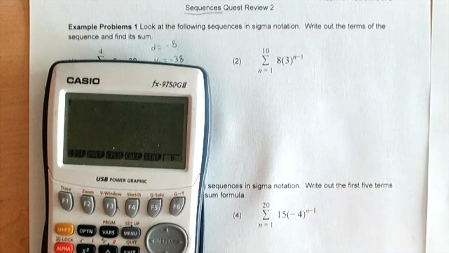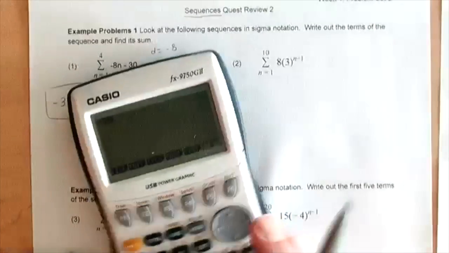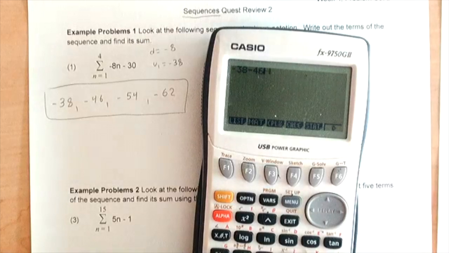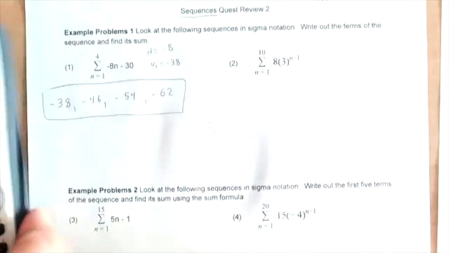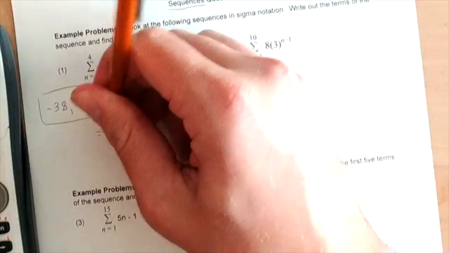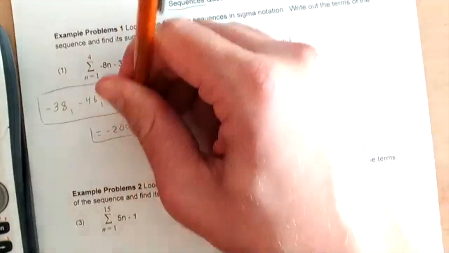So you could just use your calculator, right? -38, -46, -54, -62. Those are the 4 terms of my sequence. And the sum of them, if you just add them all up, is -200.